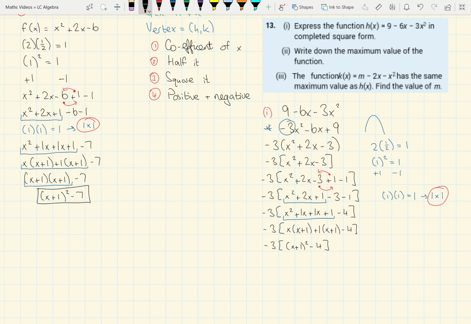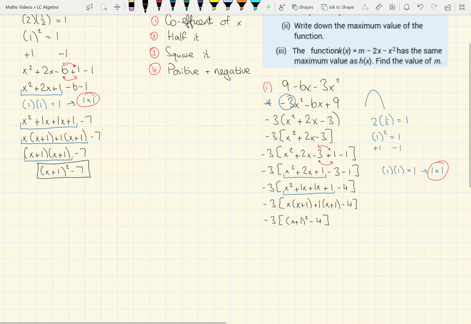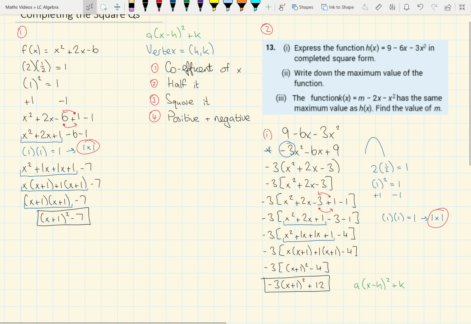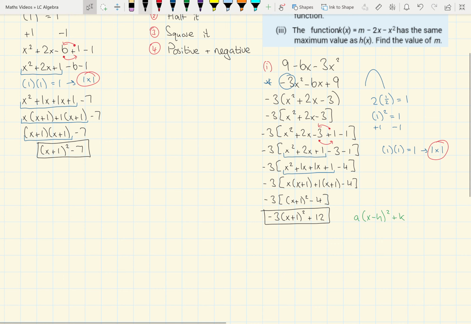Okay, so our next step now, we come back to our square brackets. We're going to multiply out, so we'll get minus 3 times x plus 1 squared. Minus by minus gives me a plus 12, and that's it there in completed square form. So I have it in the form of a times x minus h squared plus k. So part 1 we've answered. Part 2, now they're looking for the maximum value of the function.